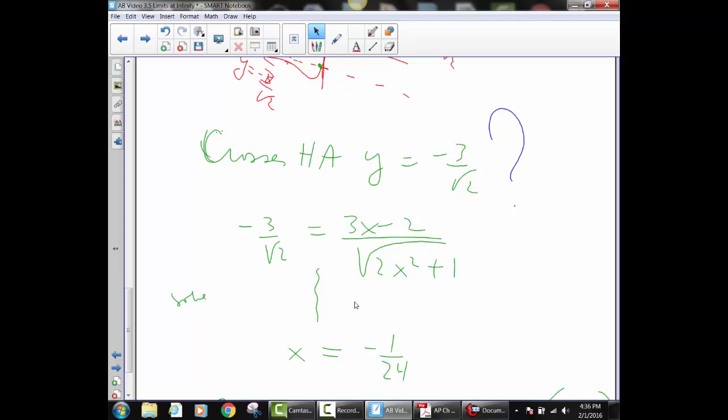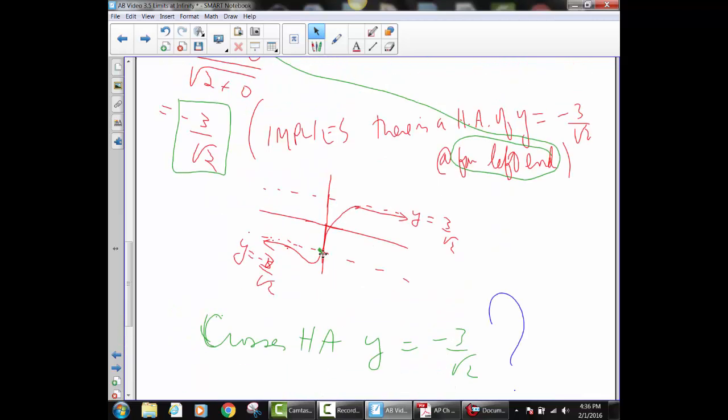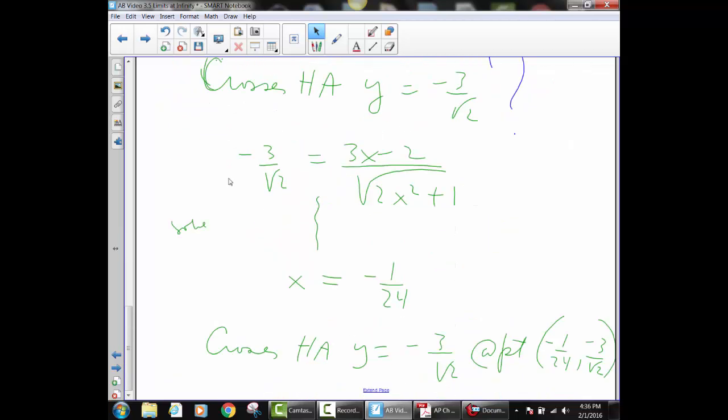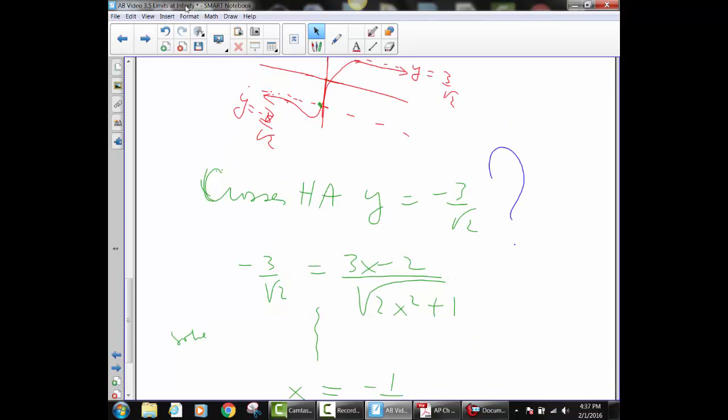and try to solve. It so happens in this particular case that you do get a solution, and that x is equal to negative 1 over 24. So there is actually a spot where this graph is going to cross over this horizontal asymptote, but at the far left end it's going to have to approach it. As far as the y coordinate, you would plug that negative 1 over 24 into the original function, which was this.